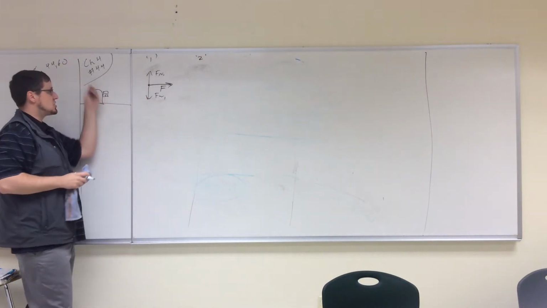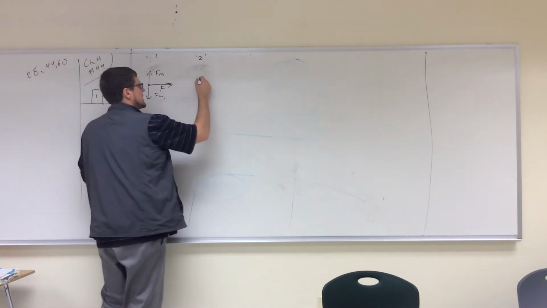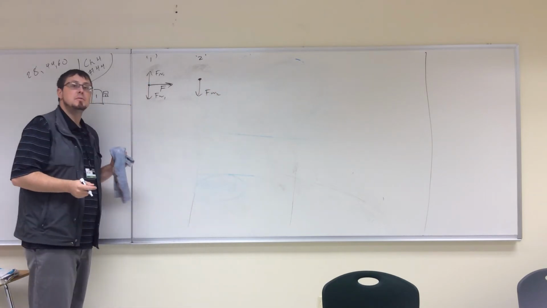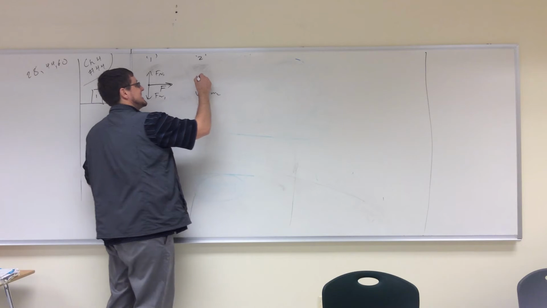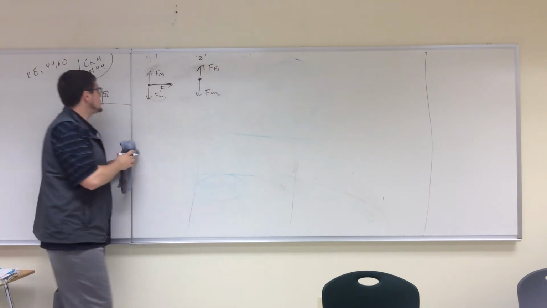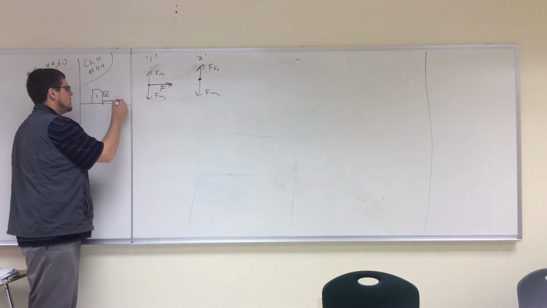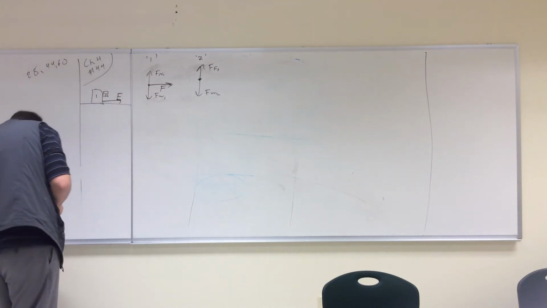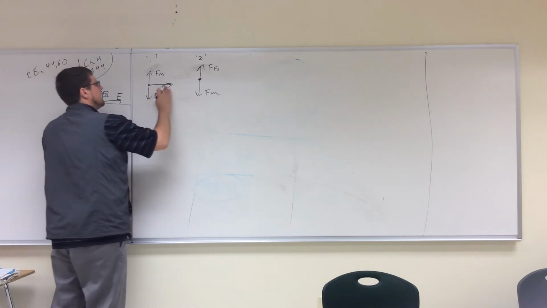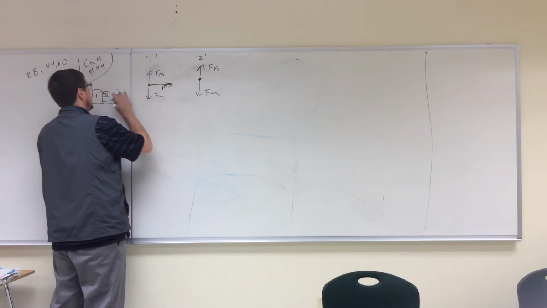For block 2, it's trying to slide down because of the weight. So we got the weight of block 2 down. And what's keeping it from sliding down? Friction. Since it's not moving, that's force of friction static. And since we're trying to limit this force F, let me just make sure they called that F. They did not. They did call it P. Force P for pull, probably.